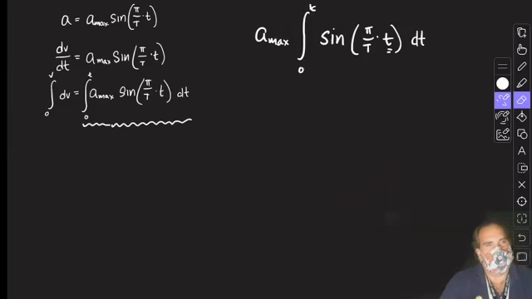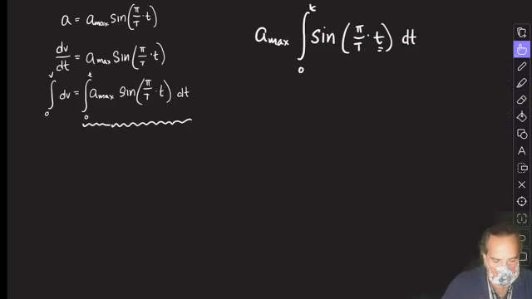U sub doesn't always work. And when U sub doesn't work, you'll know it because it doesn't give you something that's easier to solve. It gives you something that's more complicated to solve. That's when you know U sub failed you. You'll have to find some other method. But U sub is going to work here. Why? Because I chose one that I knew it would work.